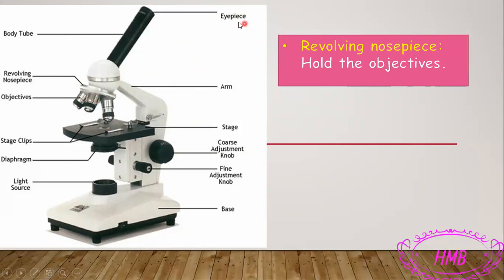I will repeat them quickly. We have the eyepiece, we have the body tube, the revolving nose piece, the objective, the stage, the coarse adjustment knob, the fine adjustment knob, the light source, which is a lamp, and finally, we have the base of the microscope.